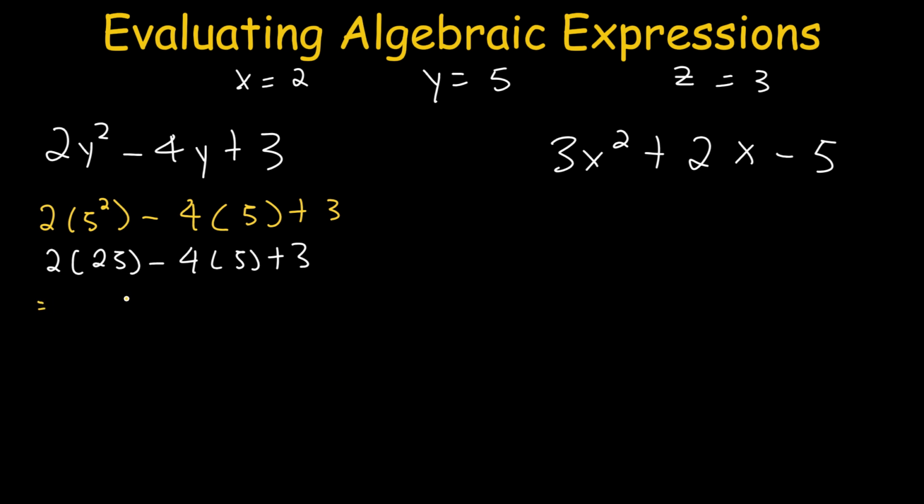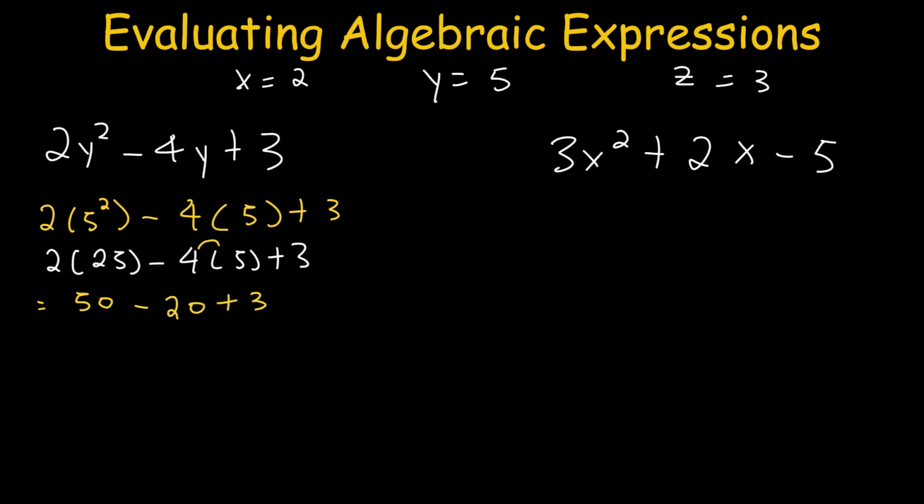Now, let's go ahead and multiply 2 times 25. So 2 times 25, think about money. You have 2 quarters, that will be 50 cents. And now let's multiply this one. 4 times 5. 4 times 5 is 20. Let's rewrite the number 3.